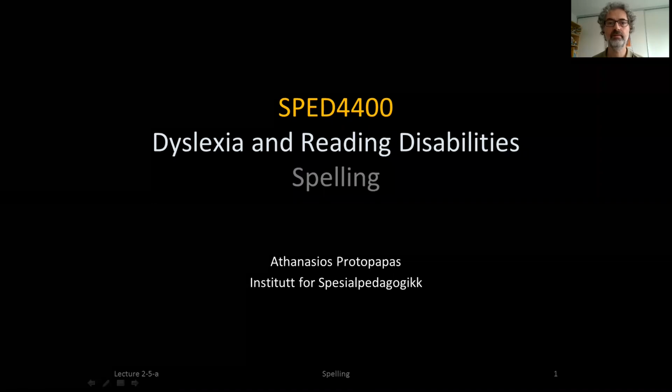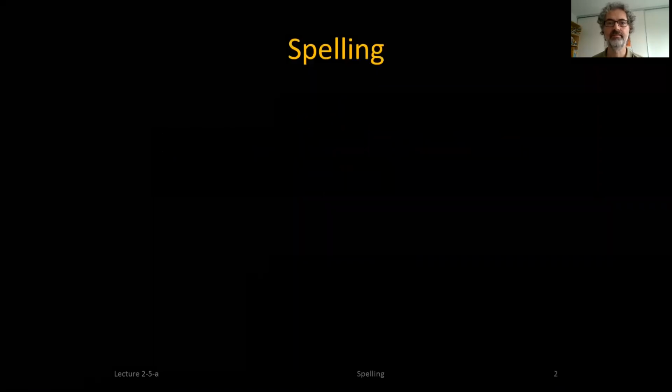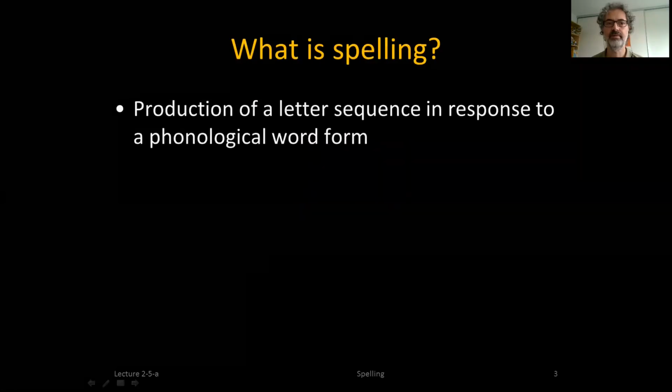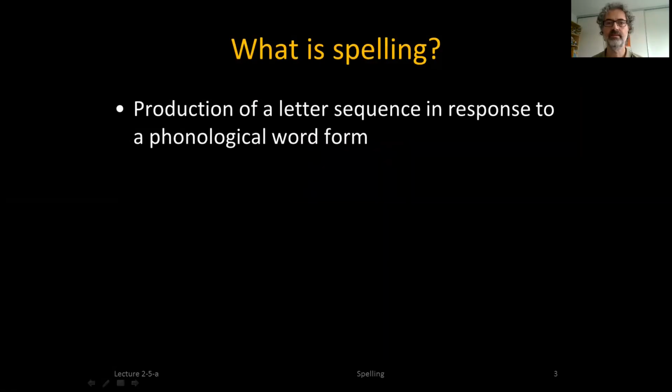In this video, we will talk about spelling. First of all, what exactly is spelling? When we say spelling, what we mean is the production of a letter sequence in response to a phonological word form. So spelling means to come up with a series of letters that you can use to represent usually a word, but it doesn't have to be a known word. It can be any phonological word form.